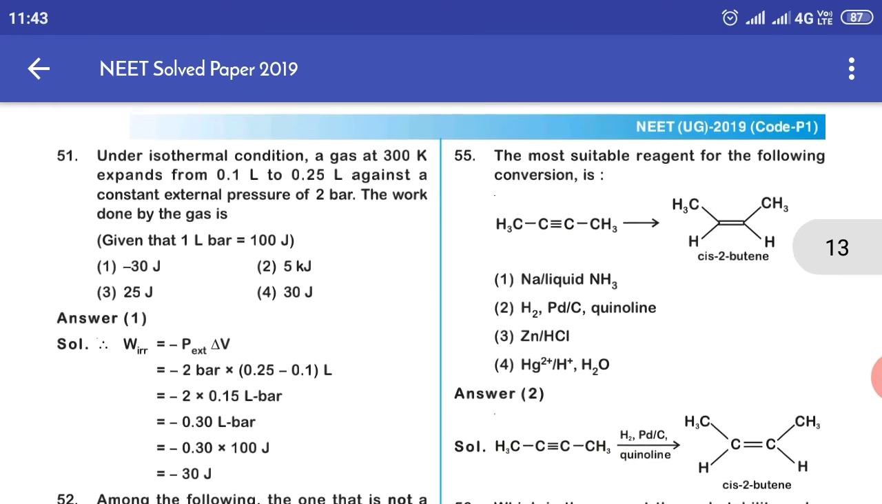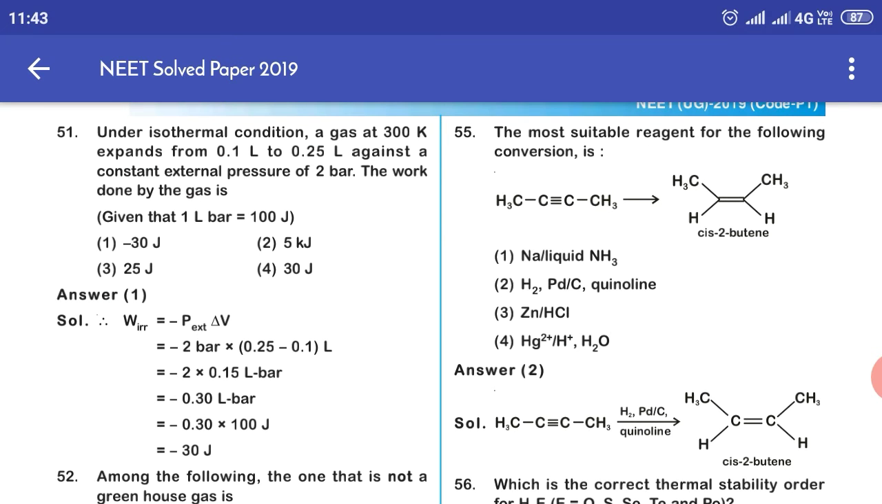Let's move to the 51 option. Under isothermal condition, a gas at 300 Kelvin expands from 0.1 liter to 0.25 liter against a constant external pressure of 2 bar. The work done by the gas is, given that 1 liter bar is equal to 100 joule. There are 4 options.